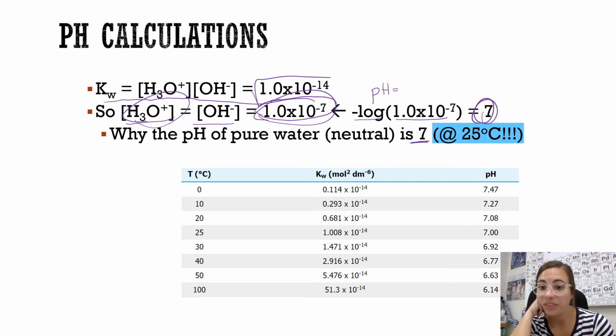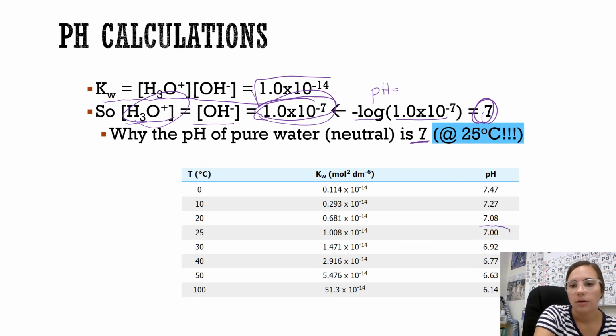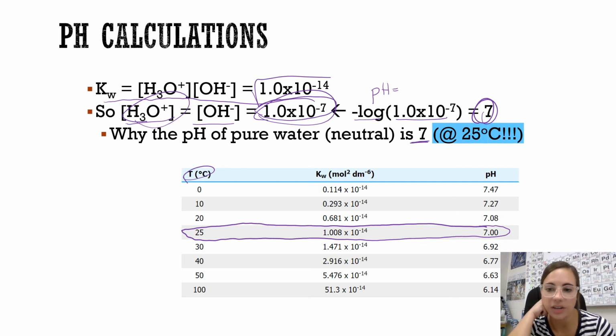Now, something that kind of blows your mind is that this is at 25 degrees. We learned all last unit about how K is temperature dependent. So while we don't normally do anything with this fact, K does change with temperature. And so if we notice here, pH of 7, Kw is 1 times 10 to the negative 14. 25 degrees Celsius is kind of an average temperature. It's room temperature.